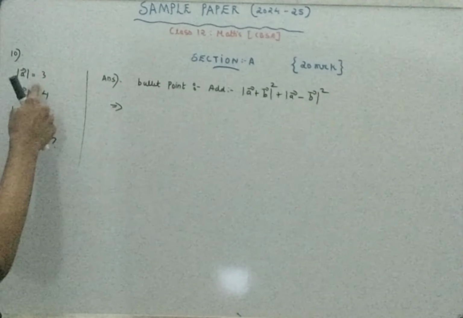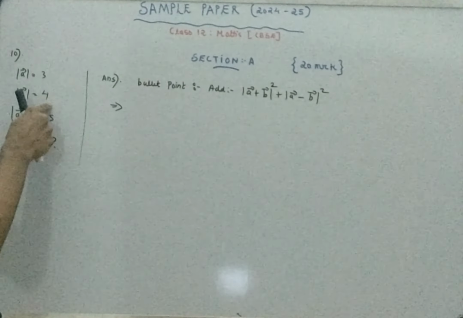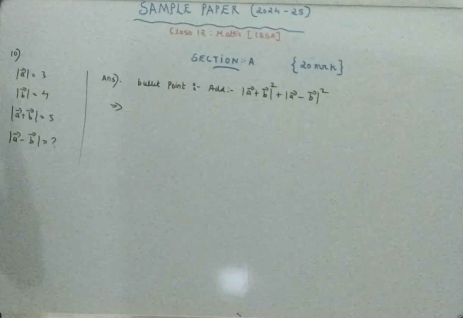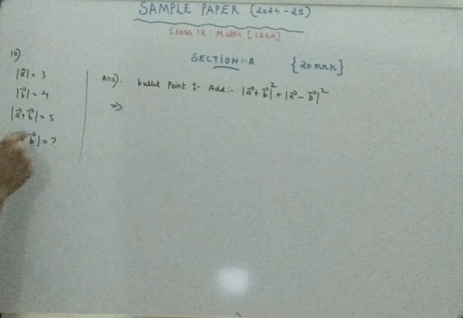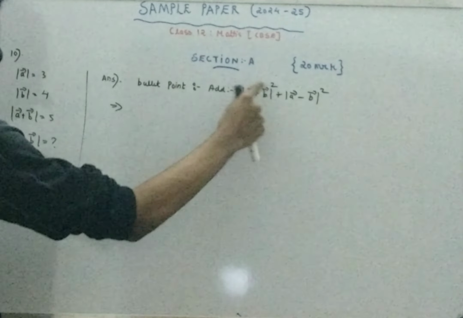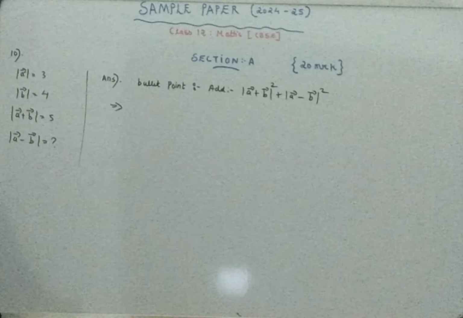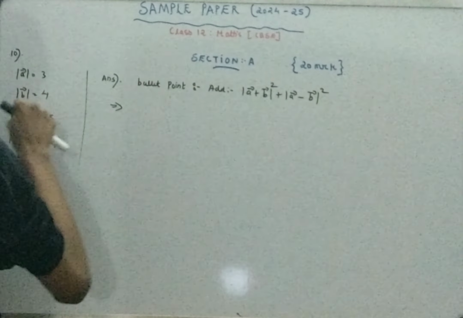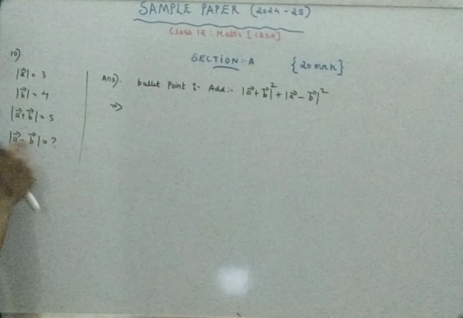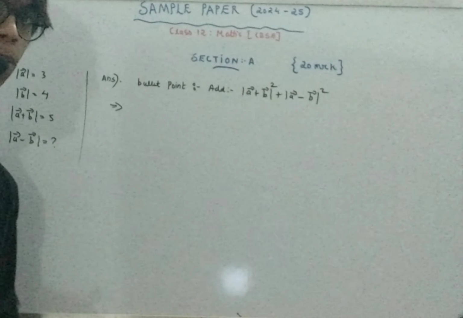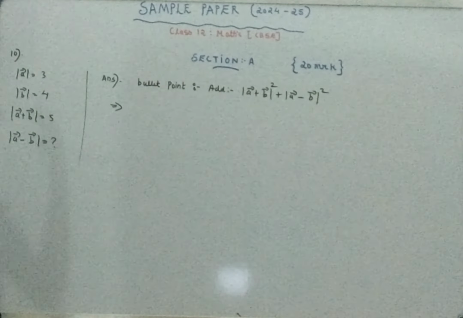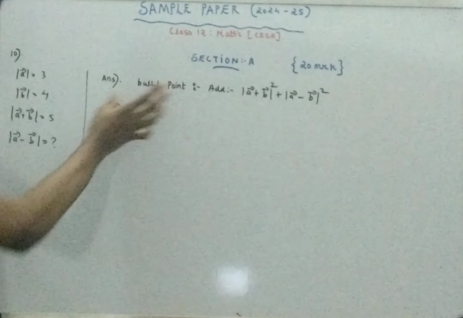The 10th question is: if magnitude of vector A is equal to 3, magnitude of vector B is equal to 4, and magnitude of A vector plus B vector is equal to 5, then find the value of magnitude of A vector minus B vector. When such a question comes, where there is A plus B and A minus B together, the bullet point you should remember is to add the squares of both of them. That is, first square A plus B and A minus B, and add them. Just expand it.